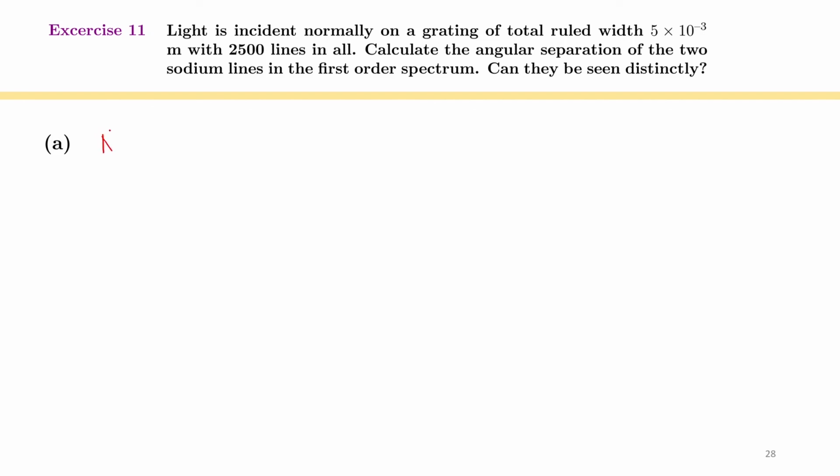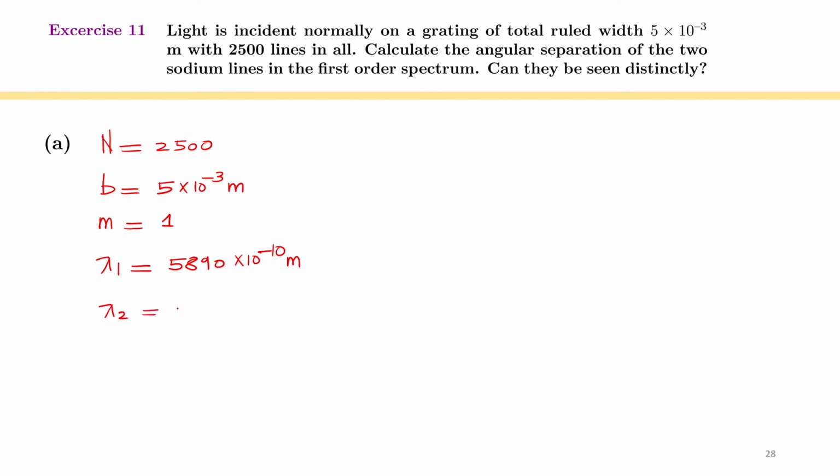In the problem, it is given that n equal to 2500, the total number of lines of the grating, and the total ruled width is 5 times 10 raised to minus 3 meter. The order m is equal to 1, and lambda 1 for the sodium line is 5890 times 10 raised to minus 10 meter, and lambda 2 is equal to 5896 times 10 raised to minus 10 meter.